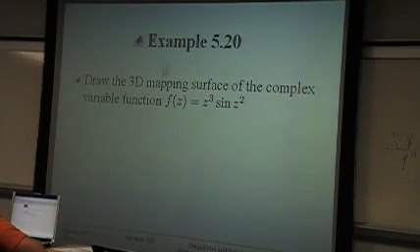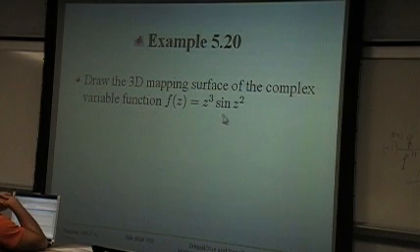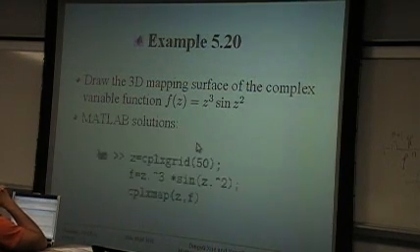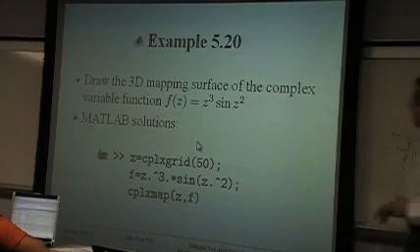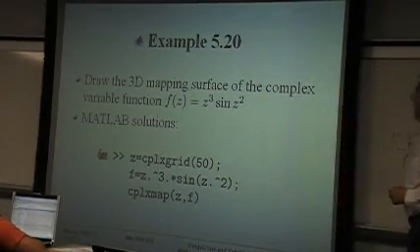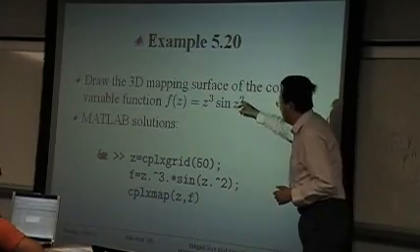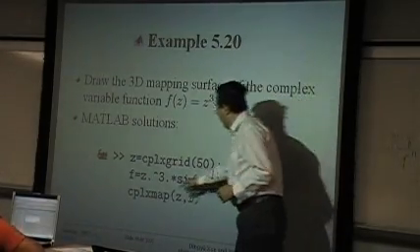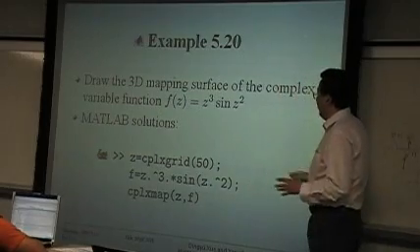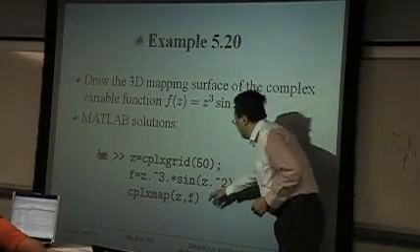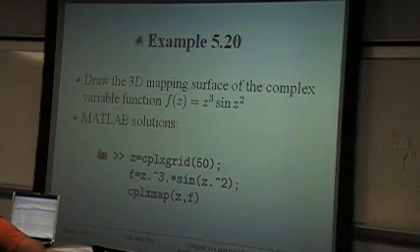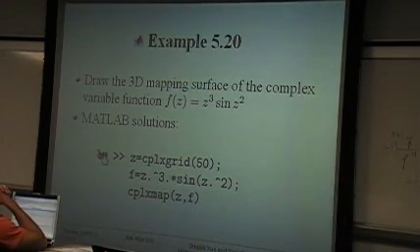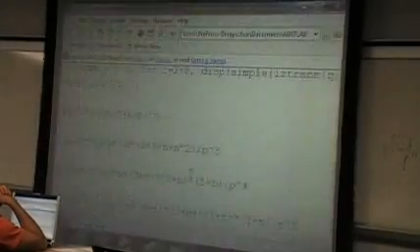And here is an example. Suppose we want to draw a three-dimensional mapping surface of a function like this. So to solve this problem, we first have to generate the grid, complex grid. I will explain briefly later on. And then we can calculate the original function. Remember, we have to use dot operation in the function call. And then we can call the complex map function to visualize it. And I will display it first.